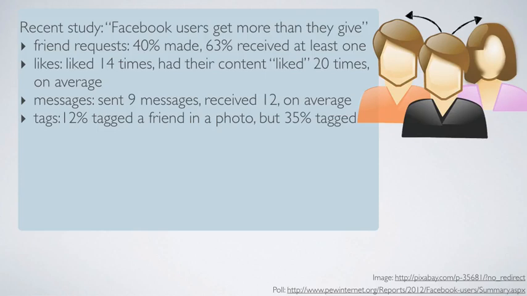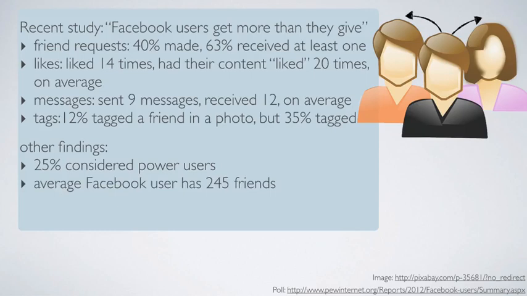So what explains this phenomenon? The answer is power users. Those who contribute much more content than the typical user. I'm sure you all have a few friends like that, who are so much more active than everyone else on your friend list. Some of the other findings from the study are that 25% of Facebook users are considered power users, so these are the ones that give more than they get, and that the average Facebook user has 245 friends.